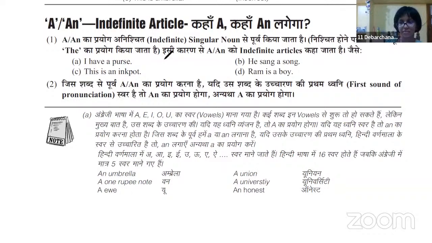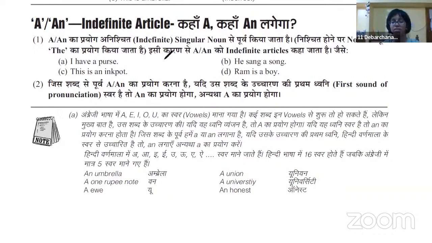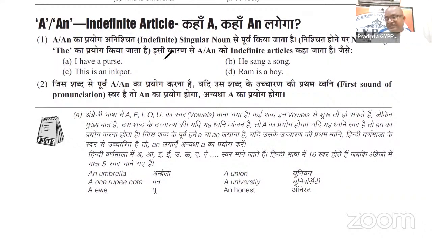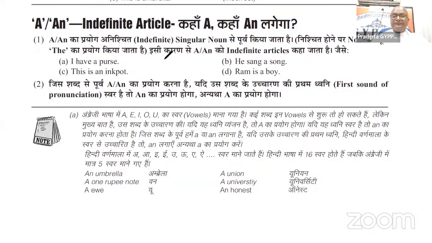Even if there is a consonant, like in the case of honest, although we have H, do you pronounce it like that? No, sir. We say 'onest'. So H remains silent, so you say an honest man. Okay? Good. So time to move further.